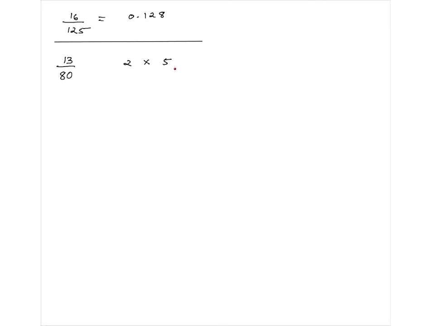Yes, there was a hand raising. Yes, you can carry on. Sir, can you please answer? Yes, you can say. So 2 power 4 and 5 power 1. Yes. So only primes are 2 and 5, and therefore it is terminating.